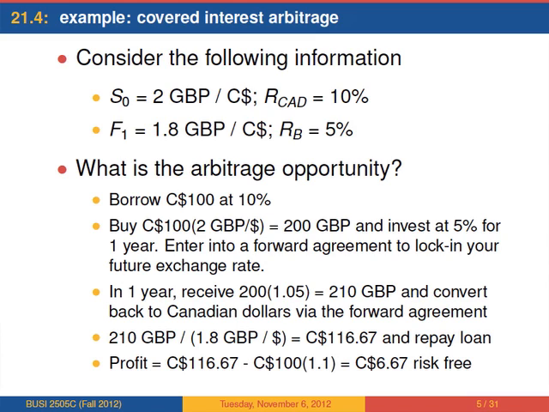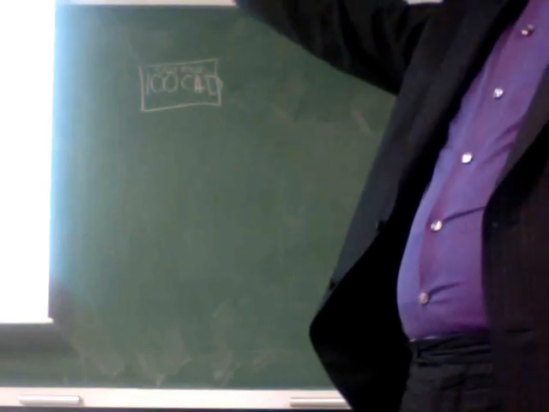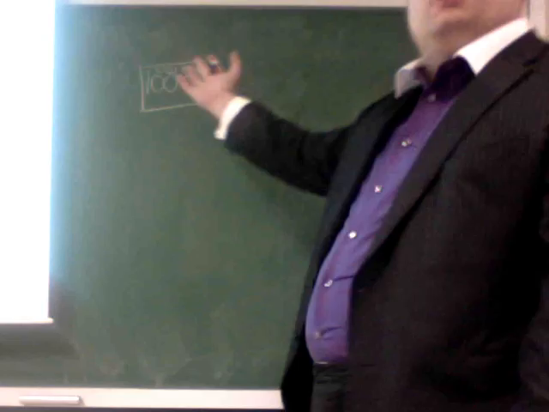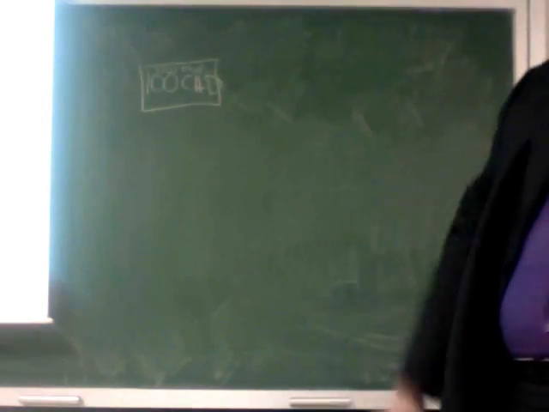So what did it look like? I'll do it a little bit quickly, I'm just trying to review a little bit. If you want to see it in slower motion, you can look at the video replay from last week. So in this, you start with 100 Canadian dollars. Well, you don't start with it, you borrow it. And that's where the Canadian interest rate comes in, because that's the rate at which you can get your money to start your covered interest rate arbitrage.